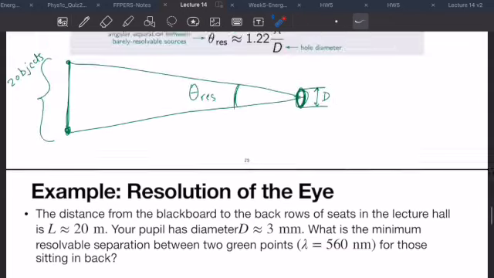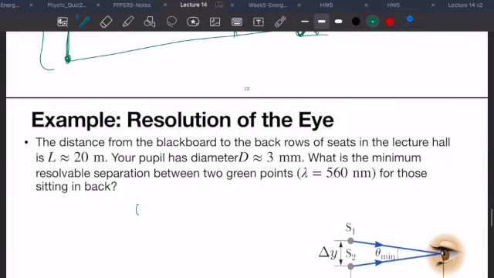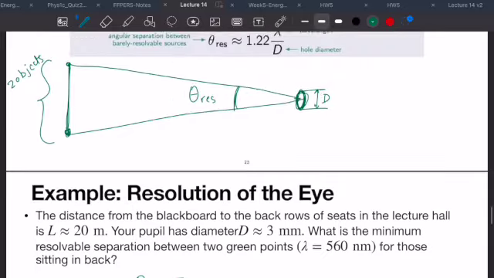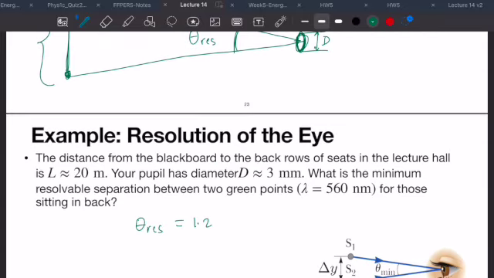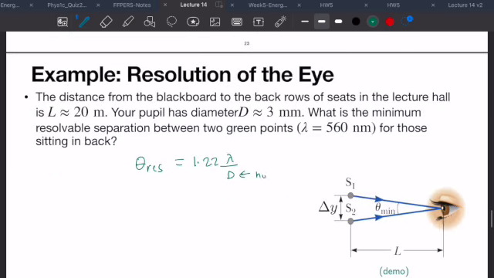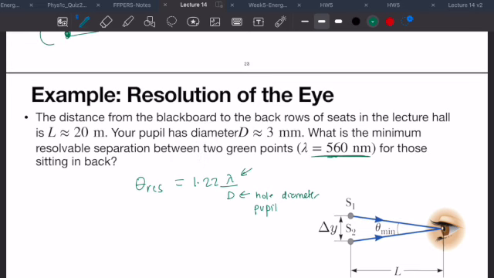So let's apply Rayleigh's criterion, which says that the theta resolution limit is 1.22 lambda divided by d. Again, this is the hole diameter, the aperture, and the hole diameter in this case is the pupil diameter. Lambda is the wavelength of light that we're using, given to us as 560 nanometers. But we're trying to figure out what is the separation between the points that you can see, and putting a condition on this theta. Well, we need a way to relate the separation to how far you're sitting to this theta minimum.